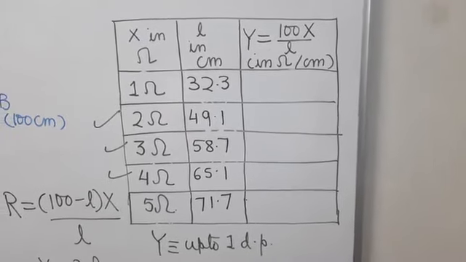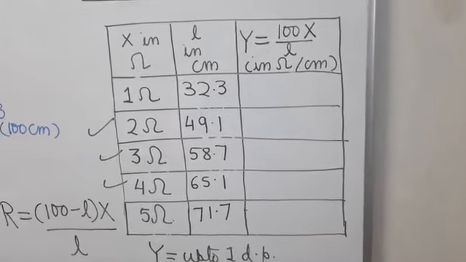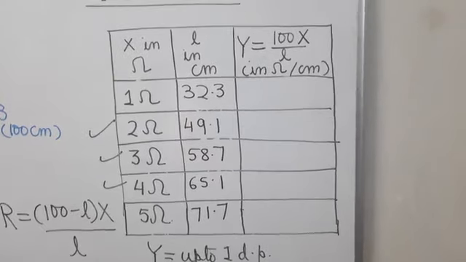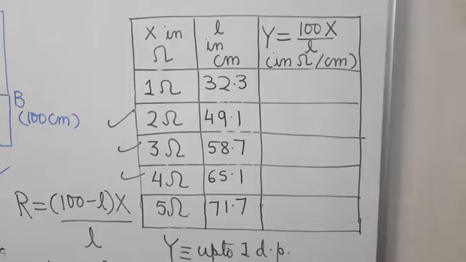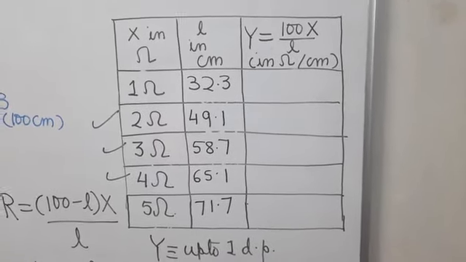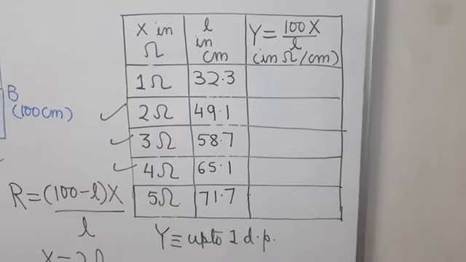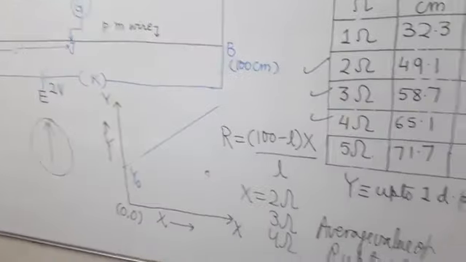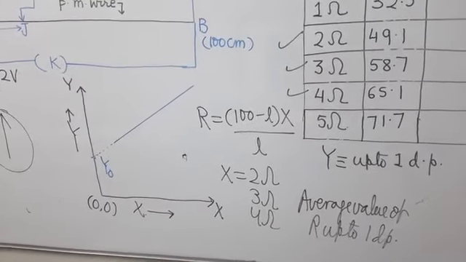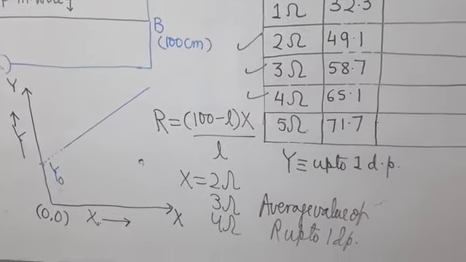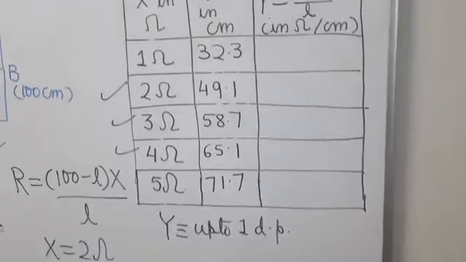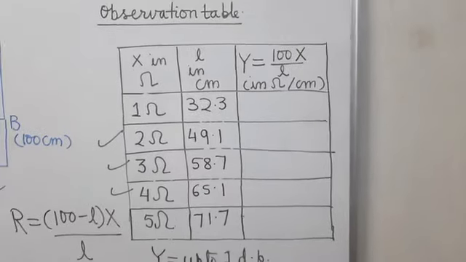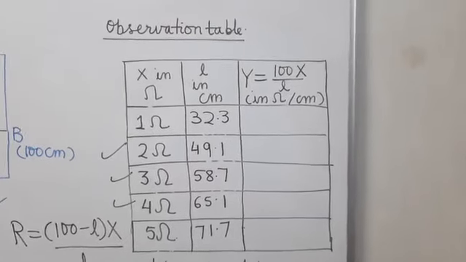So this way I have recorded all the observations, and now the experimental part of this has finished. The rest is the calculation of the value of capital Y, plotting the graph, calculating capital R and then determining the average value of R. This is the mathematical part. So for that I will make a separate video.